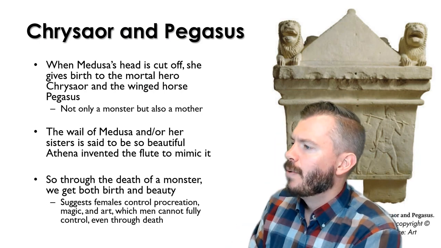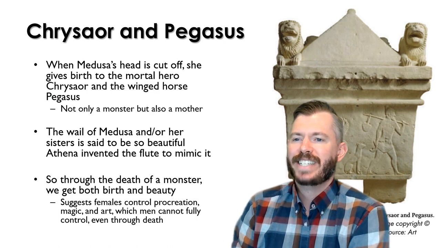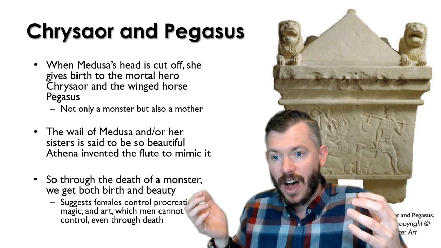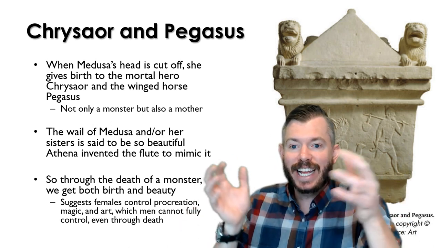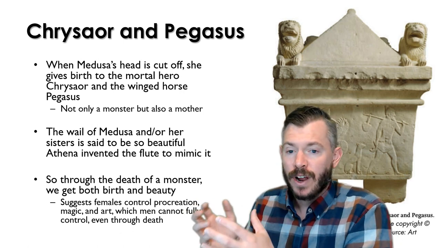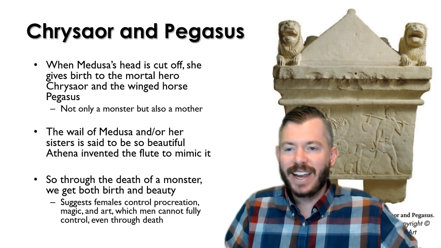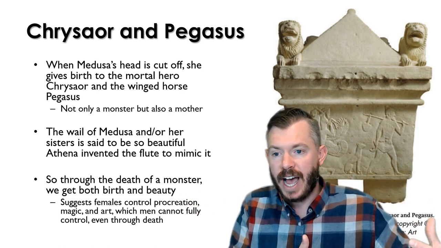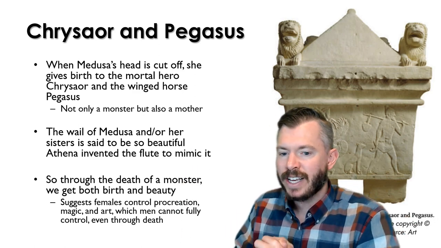And then finally, with this story, we see that even in this kind of gruesome death, there is beauty to be born into the world. So when Medusa's head is cut off, she ends up giving birth to heroic type deities. So we have Chrysaor, who's one of the heroes, and then we have the winged horse Pegasus, right? And again, this is told in the story as being the offspring of that event with Poseidon. So Chrysaor, the hero, comes out of there, as well as the winged horse Pegasus.